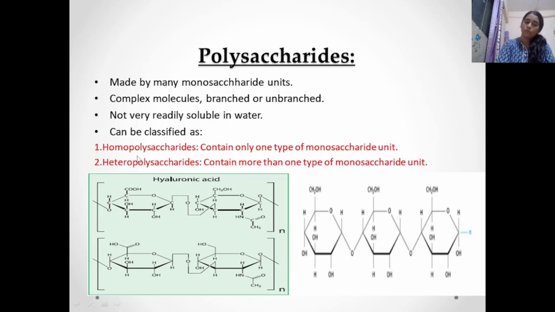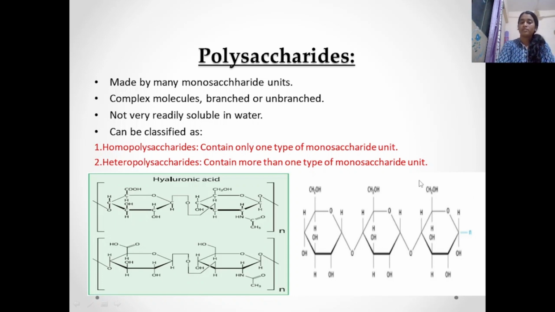Now, when we talk about homopolysaccharides, these contain only one type of monosaccharide unit which is repeated in the polysaccharide. For example, here we have a picture of a starch molecule. Starch is made up of two units, that is amylose and amylopectin. The only difference between amylose and amylopectin is that amylose is a linear chain, whereas amylopectin is a branched chain. That is why it is a homopolysaccharide, because there is only a difference in the arrangement between amylose and amylopectin, and that is why it is an example of a homopolysaccharide.